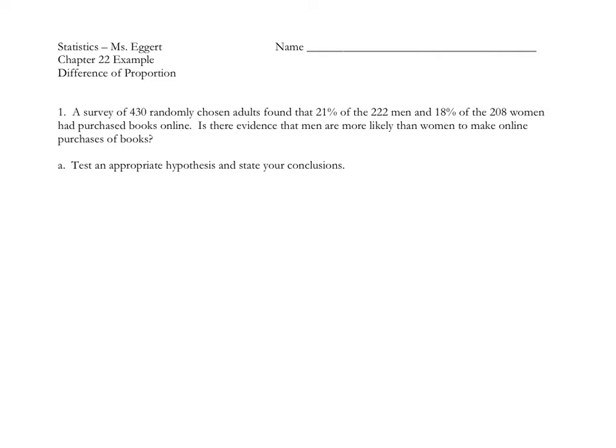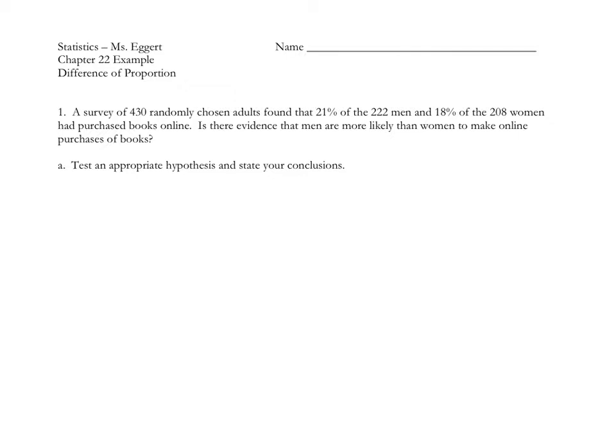Chapter 22 talks about the difference of proportions. A survey of 430 randomly chosen adults found that 21% of the 222 men and 18% of the 208 women had purchased books online. Is there evidence that men are more likely than women to make online purchases of books? Test an appropriate hypothesis and state your conclusions.